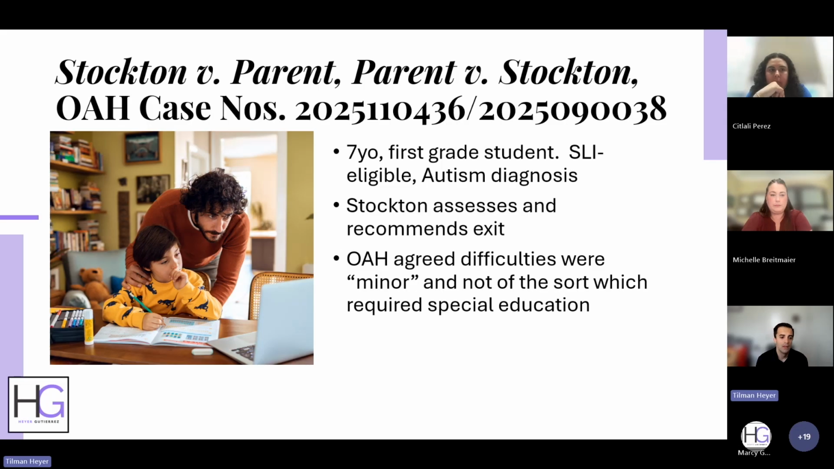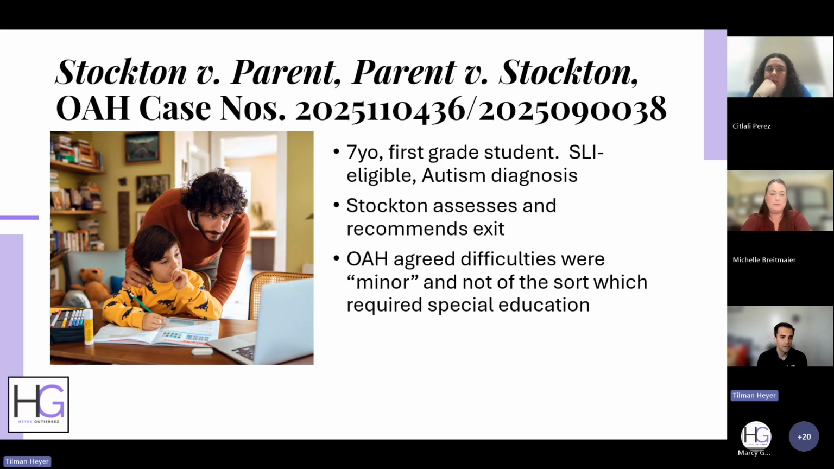Regarding the parents' concerns regarding autism, the assessment acknowledged that the student did have the autism diagnosis, but the student also had appropriate eye contact. He followed instructions well, he communicated well, he had positive social engagement, followed routines, and transitioned smoothly. All of these were pretty strong indications to Stockton that there was not an educational impact of autism. And the student had been eligible under SLI.